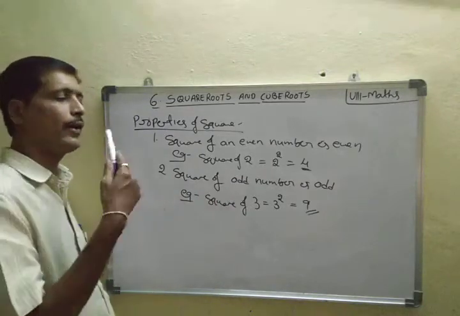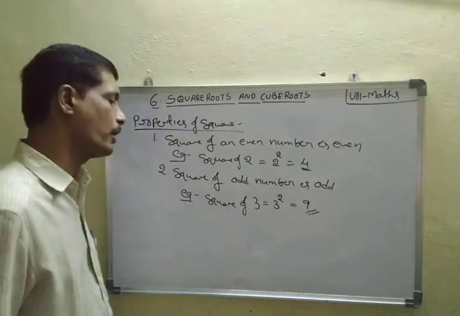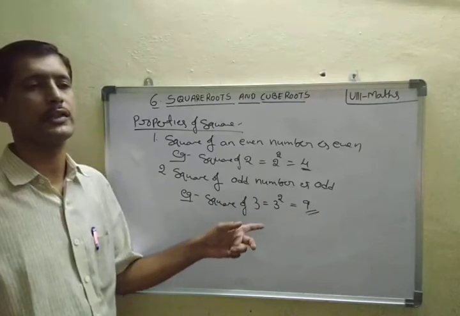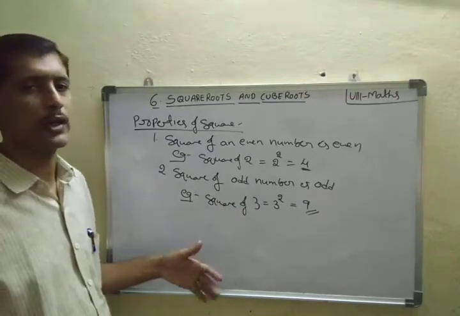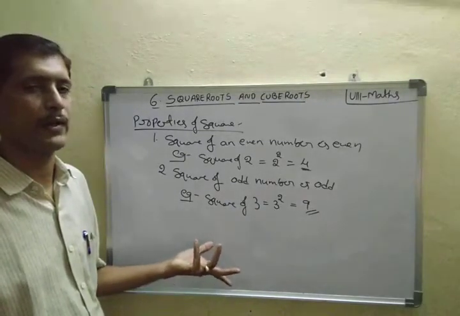Next, square of an odd number is always odd only. Square of 3 is equal to 3 square, that is equal to 9. Next, you take 5 square, that is equal to 25, whatever it may be.